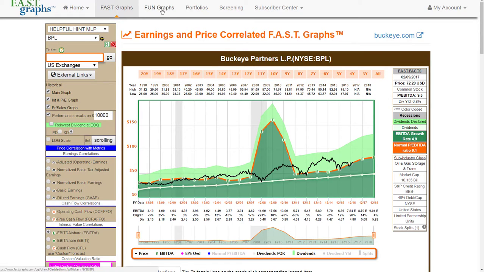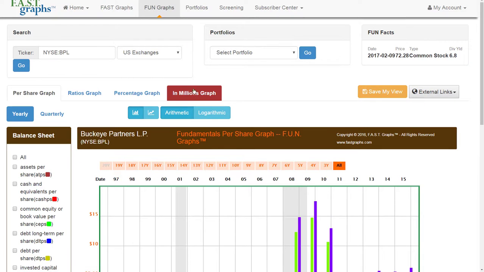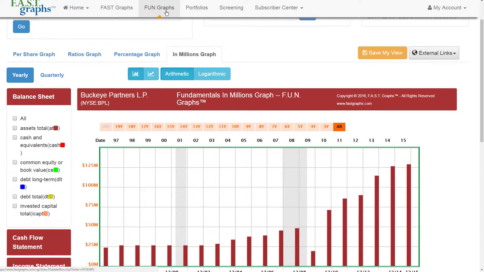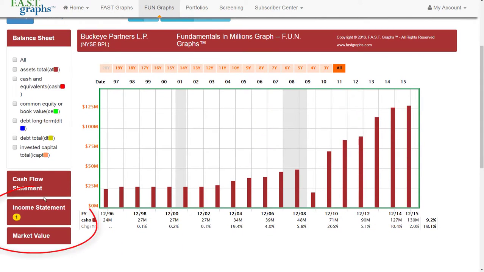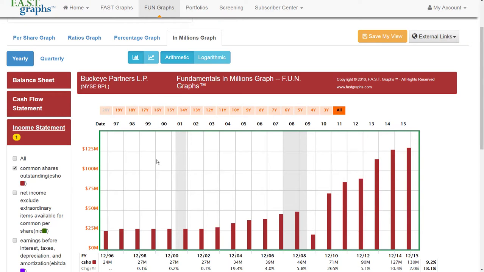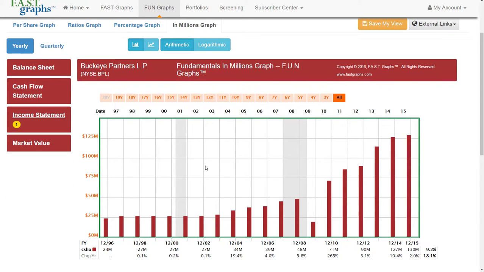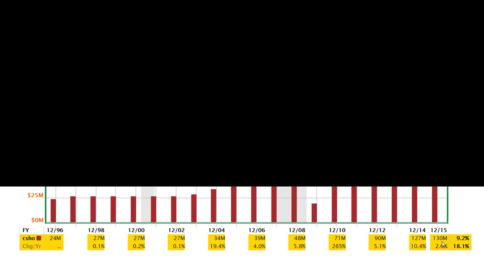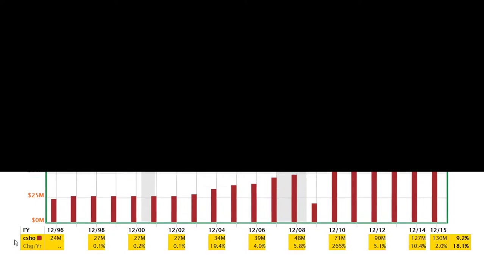However, as I previously mentioned, there's a real challenge that I find with dealing with MLPs. For example, I'm using the financial underlying numbers on FastGraphs, going into the in millions graph and the income statement, and I've clicked the button here, common shares outstanding, which is essentially looking at their capital structure from the standpoint of how many shares the company has outstanding. What you'll see consistently with most MLPs is they tend to be very dilutive. For example, in the case of Buckeye Partners here, they went from 24 million shares in 1996 to 130 million shares by the end of 2015.